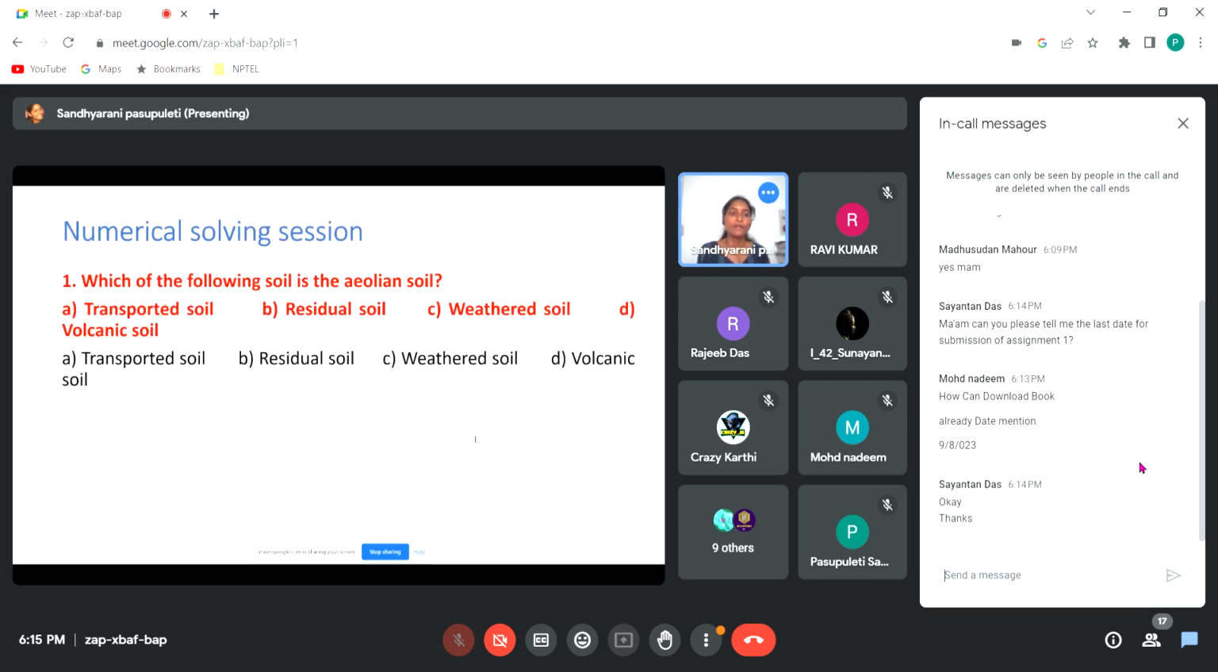So let me start with the basic numerical solving session. You can type your answers in the chat box, or you can feel free to unmute yourself and tell. I have given a question here. Let us say, which of the following soils is the aeolian soil?